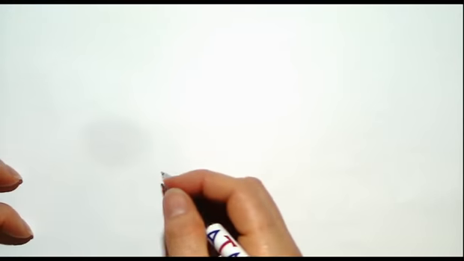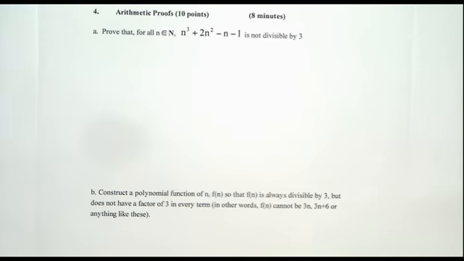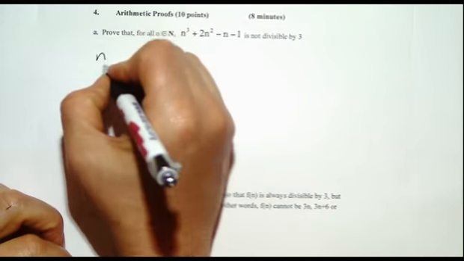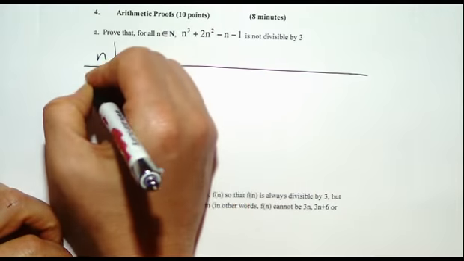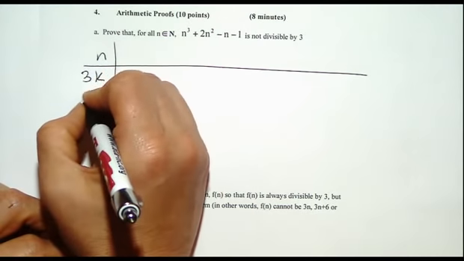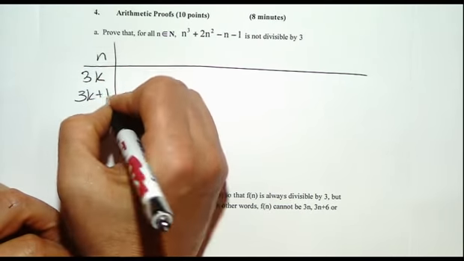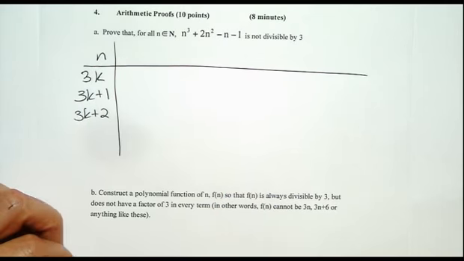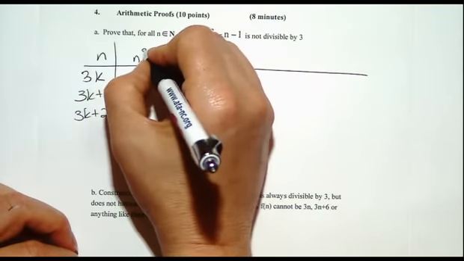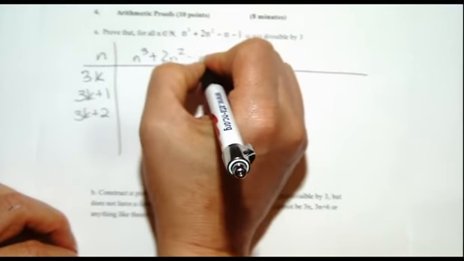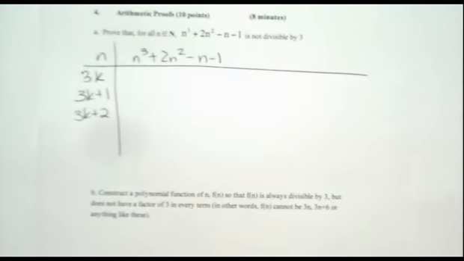Okay, so the next problem says, prove that for all n in the natural numbers, n cubed plus 2n squared minus n minus 1 is not divisible by 3. So again, to do an arithmetic proof, I want to do divisibility by 3, I need to make 3 rows in the table: 3k, 3k plus 1, and 3k plus 2. And then I'm going to sub that in.